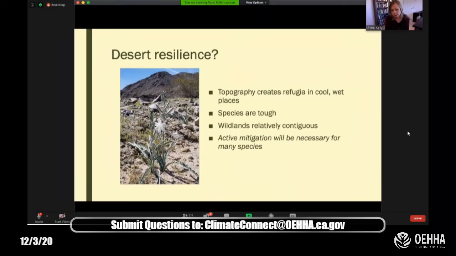Another point of hope is that wildlands in the desert are relatively contiguous compared to other regions. While there are roads and other disturbed lands, plants and especially animals are free to kind of move around. Though plants themselves aren't that good at moving, so active mitigation will be necessary for the conservation of important species. So assisted migration and invasive species control will be increasingly critical to maintain populations beyond isolated relics.